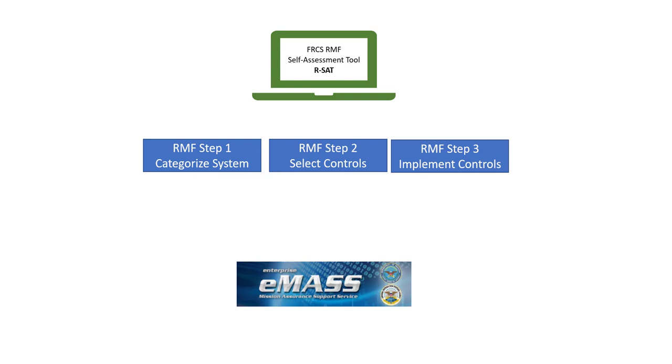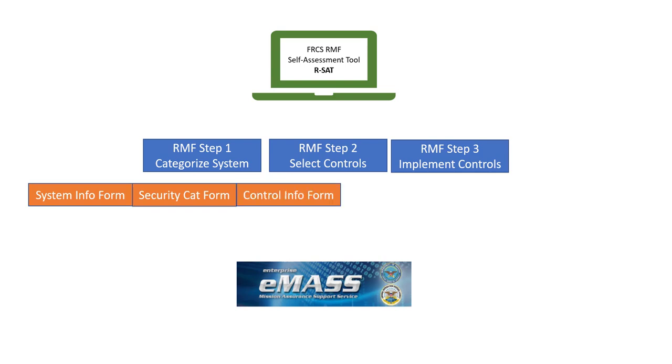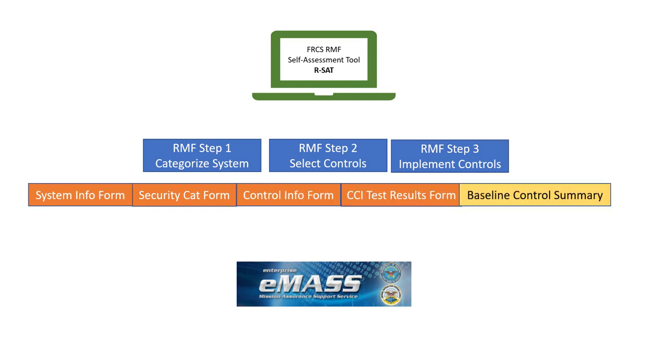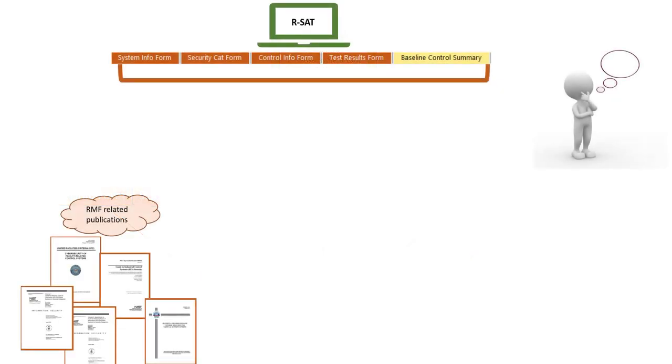RSAT is an Excel document with several worksheets and Visual Basic programming to aid system owners in completing RMF steps 1 through 3. RSAT contains worksheets that generate forms that mirror DoD EMAS templates. During this demonstration, I'm going to demonstrate each of the RSAT worksheets and their relationship to RMF. RSAT is intended to supplement and simplify the RMF process, but not serve as a replacement. RSAT is a time savings to the RMF community.